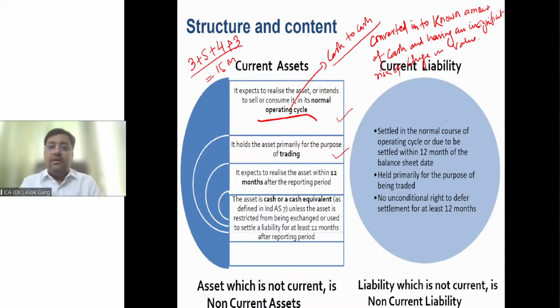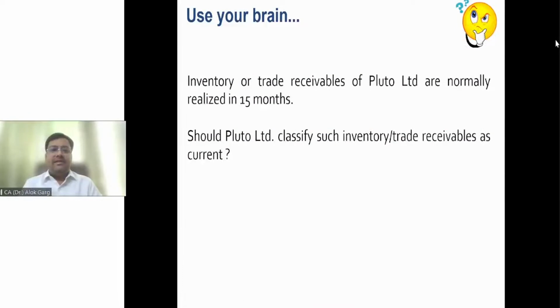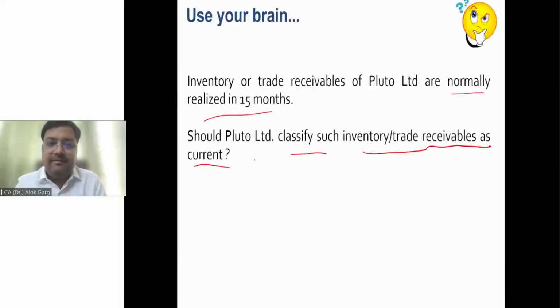Yes. So quickly discuss: inventory or trade receivable of Pluto Limited are normally realized in 15 months. Normally realized in 15 months means 15 months is kind of an operating cycle. Should Pluto Limited classify such inventory or trade receivable as current? Answer is yes. Why? Because it is an operating cycle.